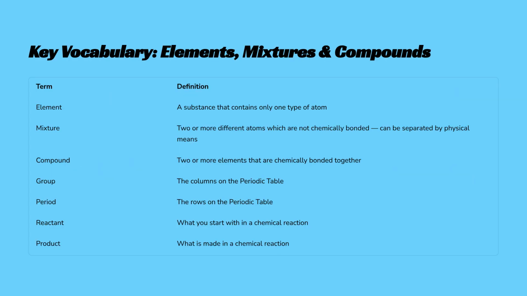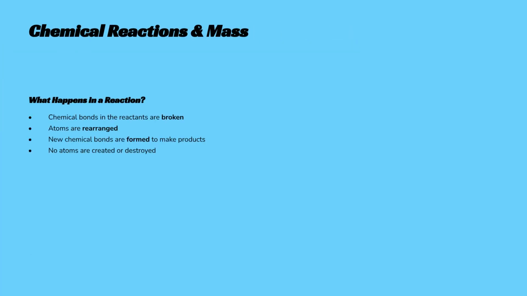Key vocabulary includes element, a substance with one type of atom, mixture, which can be separated physically, and compound, which is chemically bonded. Groups are columns, periods are rows, reactants are starting materials, and products are what is made. In chemical reactions, bonds are broken, atoms are rearranged, and new bonds are formed. No atoms are created or destroyed.